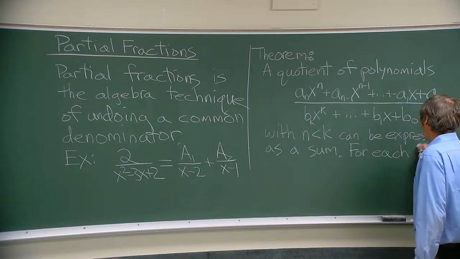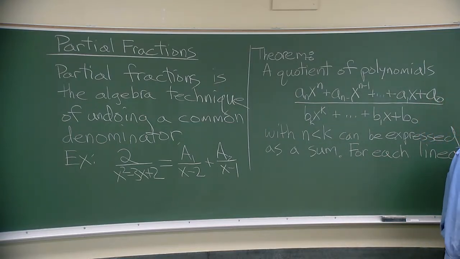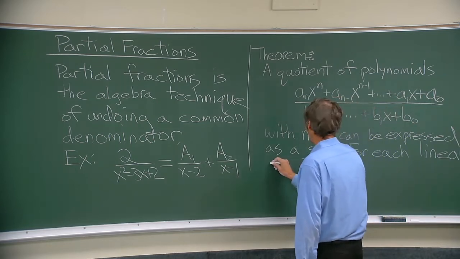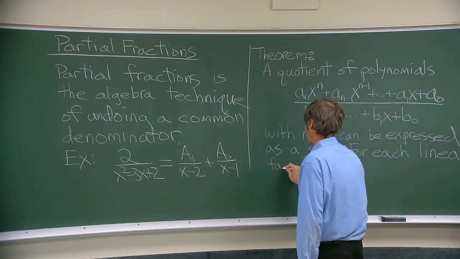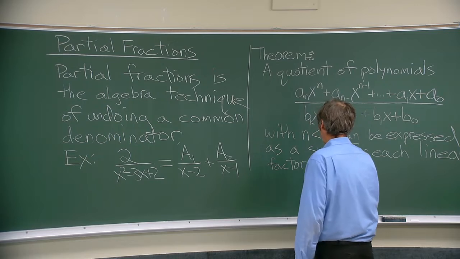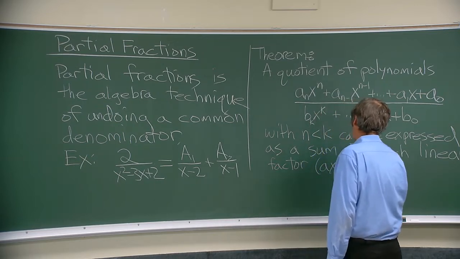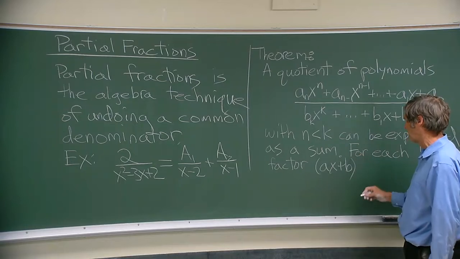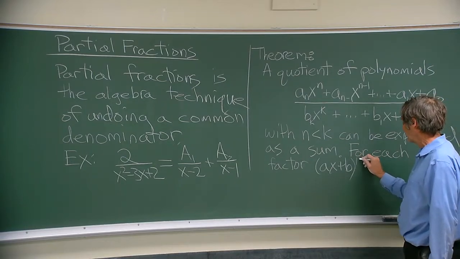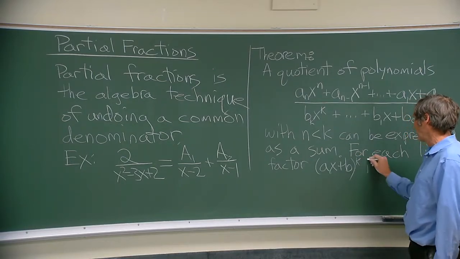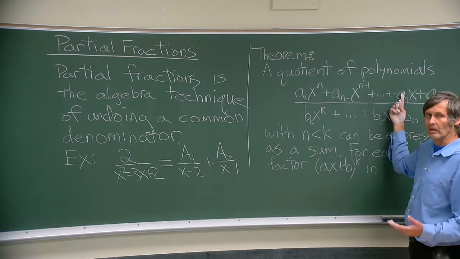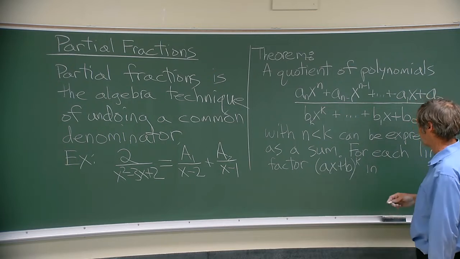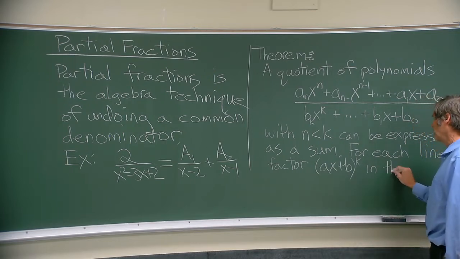For each, what we call a linear factor of the denominator, when you factor the denominator, this is a factored form here. Each linear factor, ax plus b, we call that a linear polynomial or a linear expression, a number times x plus a number, taken to the kth power in the denominator. You don't even worry what's in the numerator. As long as it's lower power, this will tell you the form of the sum.